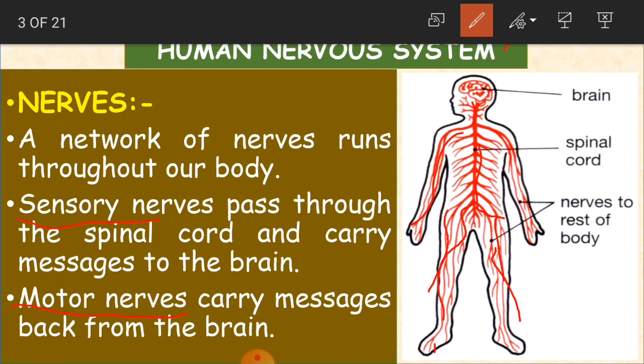Okay children, to perform an action, if our body wants to perform any action, the message will be carried to the brain through nerves. The brain understands and sends back the reply, so that we can perform a particular action, like moving our body. So sensory nerves carry messages to the brain and motor nerves carry messages back from the brain.